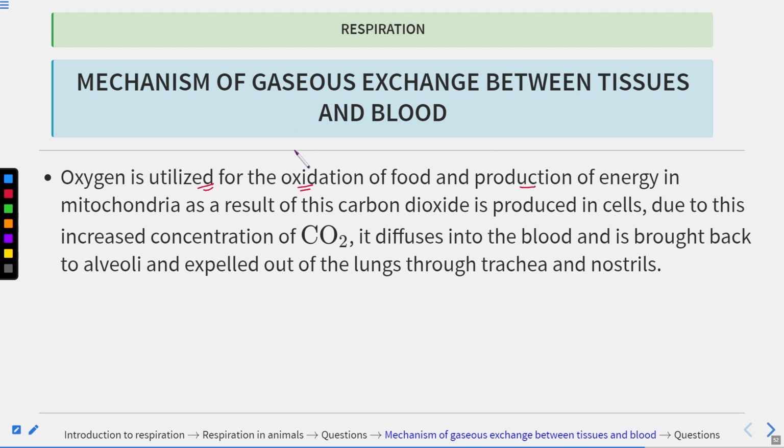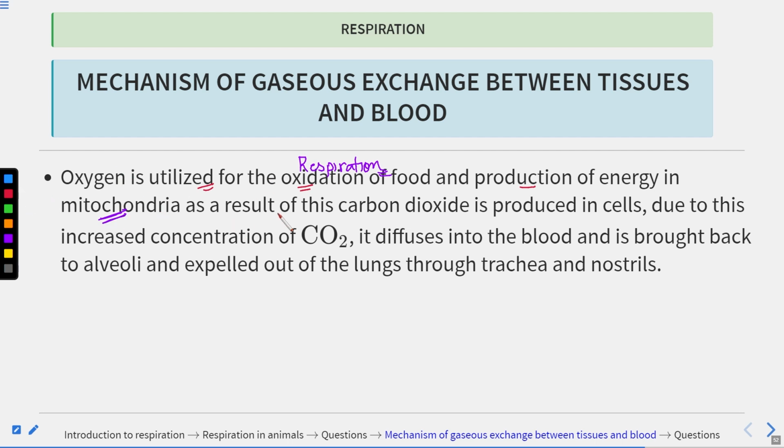Now, the oxygen is utilized for the oxidation of the food and production of the energy. And what is this process known as? This process is known as respiration. Now this process, respiration, takes place where? What is the site of respiration? Mitochondria. So it takes place inside the mitochondria.